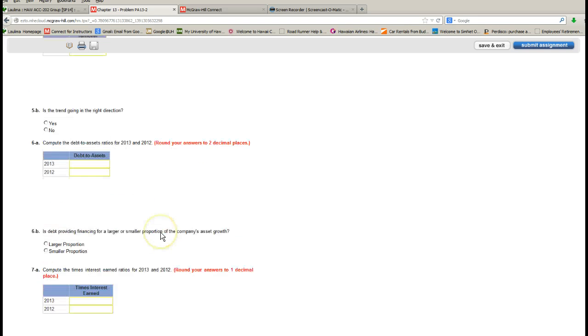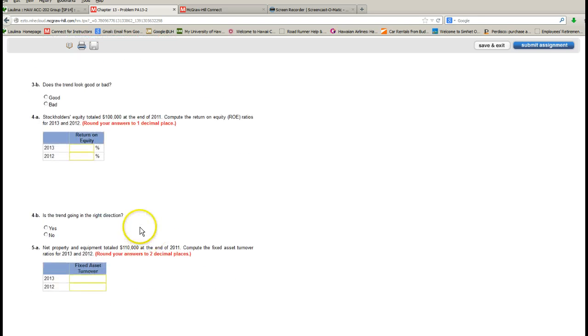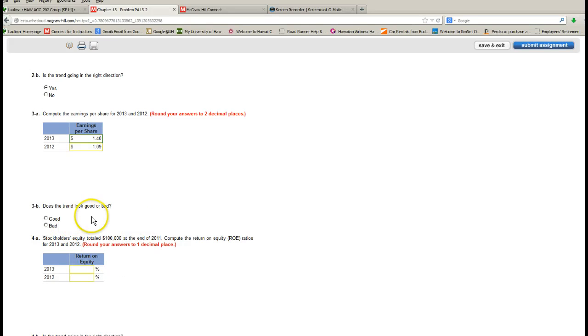Now the second part of number 3 again asks the question, does the trend look good or bad? Well, the question really is earnings per share going up or down? And in general, the company would want their earnings per share of common stock to go up, because then it makes their stock that much more attractive to potential investors in the corporation. And so I would answer that as good.